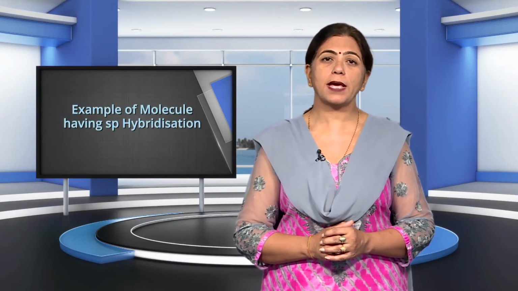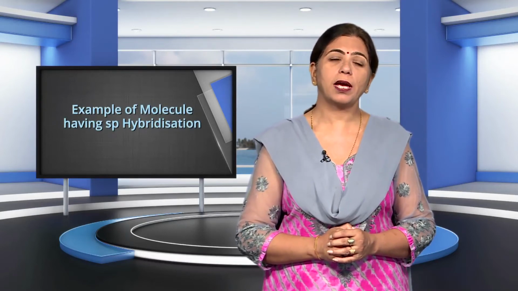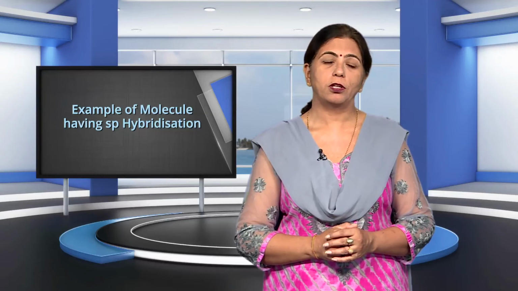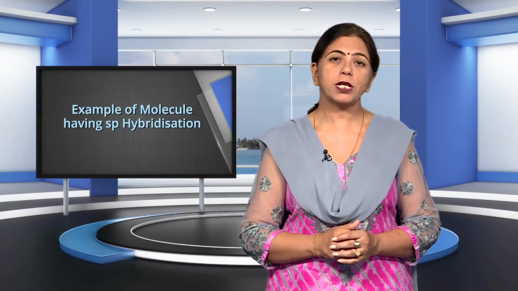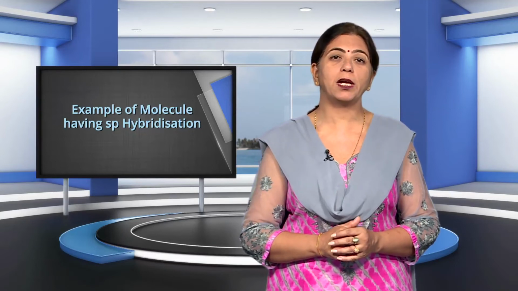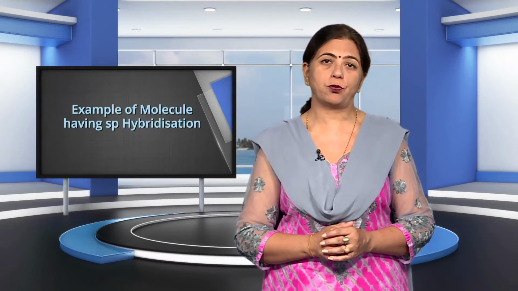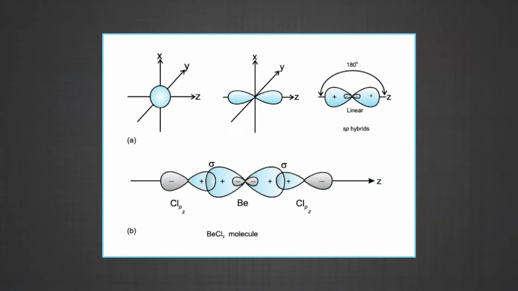Let's now take examples of molecules having sp hybridization. The first example is beryllium chloride. The ground state electronic configuration of beryllium is 1s2 2s2. The ground state electronic configuration shows no unpaired electron, but in the excited state, one of the 2s electrons is promoted to a vacant 2p orbital to account for its bivalency.